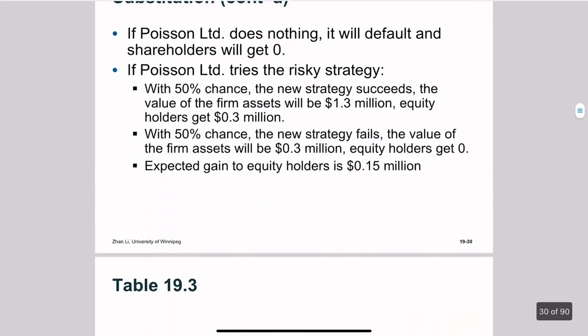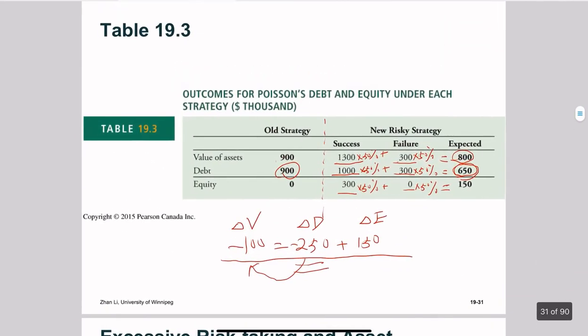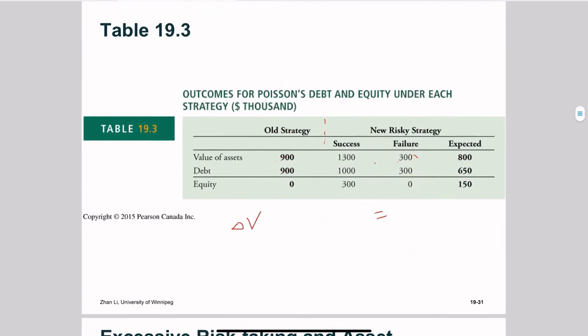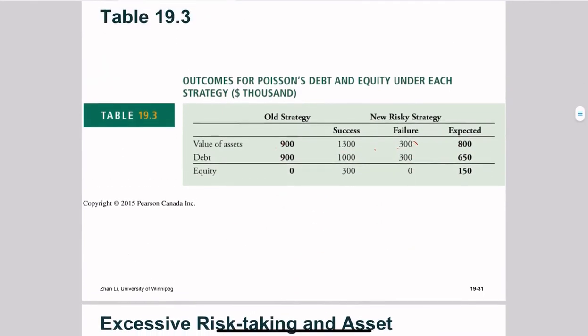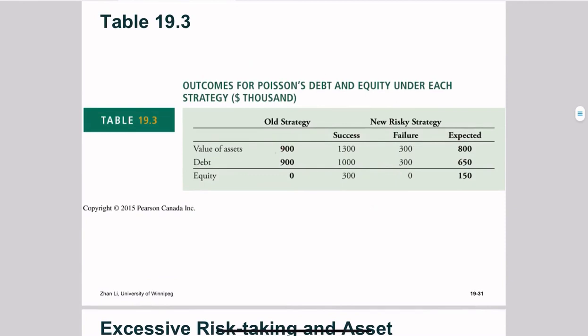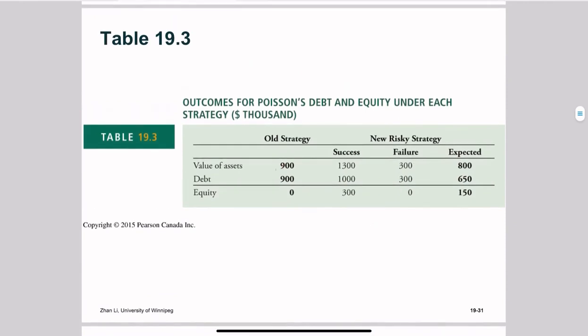Next, let's check whether there will be asset substitution. So we will use this table. What we're going to do is just change some numbers. Okay? So you can see that again, if the firm uses its old strategy, then the value of the asset would always be 900,000. If the firm uses the old strategy, then the value of the asset would be 900, debt would be 400, and equity would be 500.